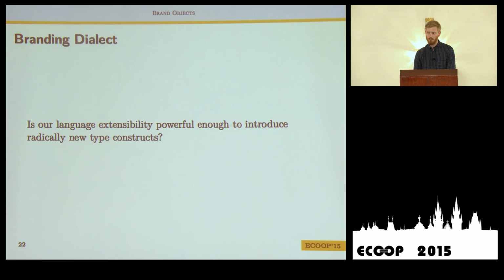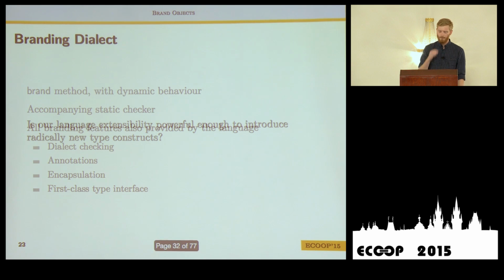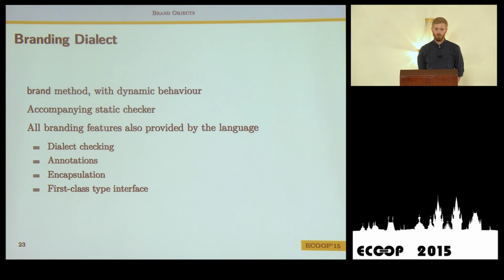Okay, so one of the questions we wanted to ask is whether our language extensibility is powerful enough to introduce new type constructs, in this case specifically nominal typing. And the answer is mostly yes, with some minor caveats. So we have our brand method that constructs new brand objects. We've implemented an accompanying static checker as a dialect. And all of those things are using the existing features of the language. We can do dialect checking already. We can do annotations already. The encapsulation is all just an object-oriented thing. And combining the types together is already part of our first-class type interface anyway.